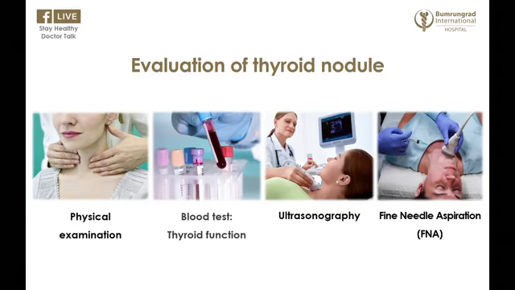Is it movable? Is the voice okay, or do they have any other signs of compression to the windpipe or the trachea? And then we usually run the blood test to check the thyroid hormone level to see if they also have a functional problem as well, for example too high or too low thyroid hormone.